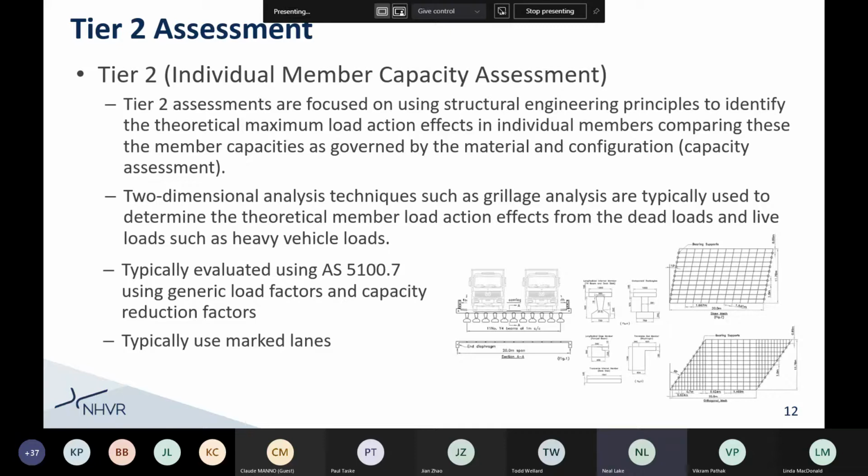A point that I just wanted to make, when we're actually evaluating a structure using a Tier 2 assessment sometime after it's been designed, then I think it's generally a good idea to think about how the structure is actually being used. So I would generally encourage people strongly to use marked lanes instead of design lanes. By marked lanes, I mean where the lanes are marked on the road, because that's where vehicles will be running.